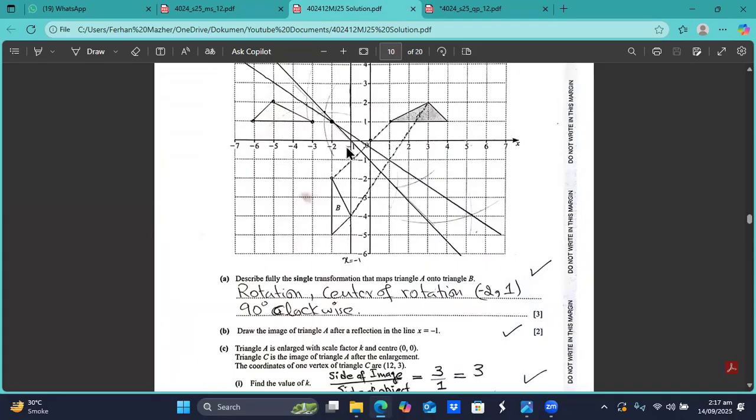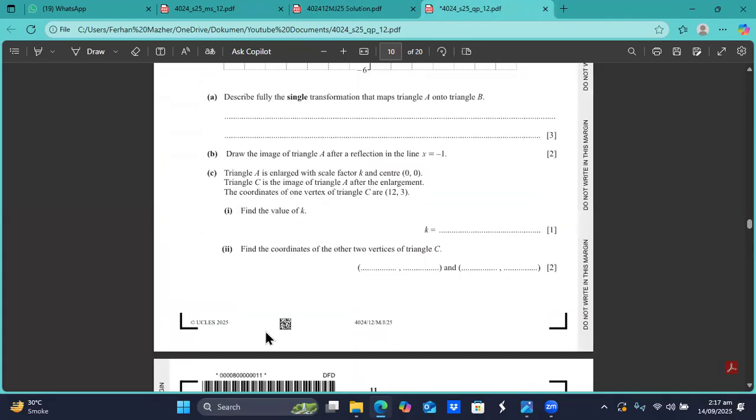This is the triangle. Then the question is, a triangle is enlarged with scale factor k and center (0, 0). Triangle C is the image of triangle A after enlargement. The coordinates of one vertex of triangle C are (12, 3). Find the value of k. k is the scale factor of the enlargement.